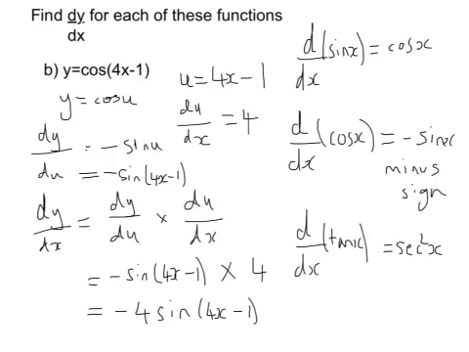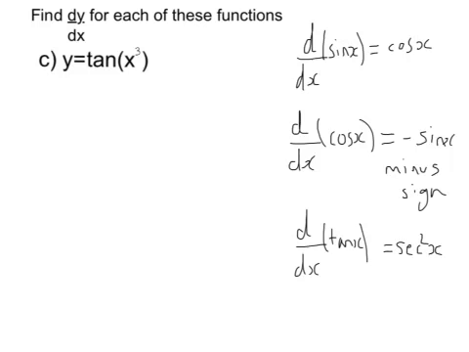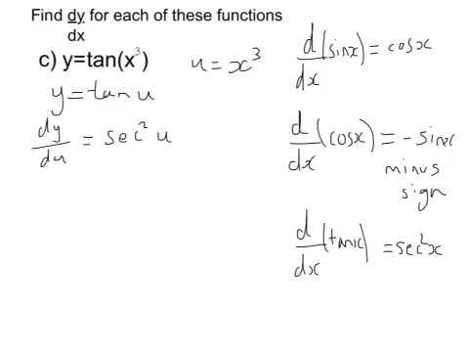Okay, let's look at part C. This time we're going to differentiate tan here, which is going to look something like this. Again, we're going to substitute in u for this, so we've got y equals tan of u, where u equals x cubed. Differentiate both of these, dy by du equals sec squared u, and du by dx is 3x squared. Now dy by du, which is sec squared u, we substitute in the value of u, and you get sec squared of x cubed.